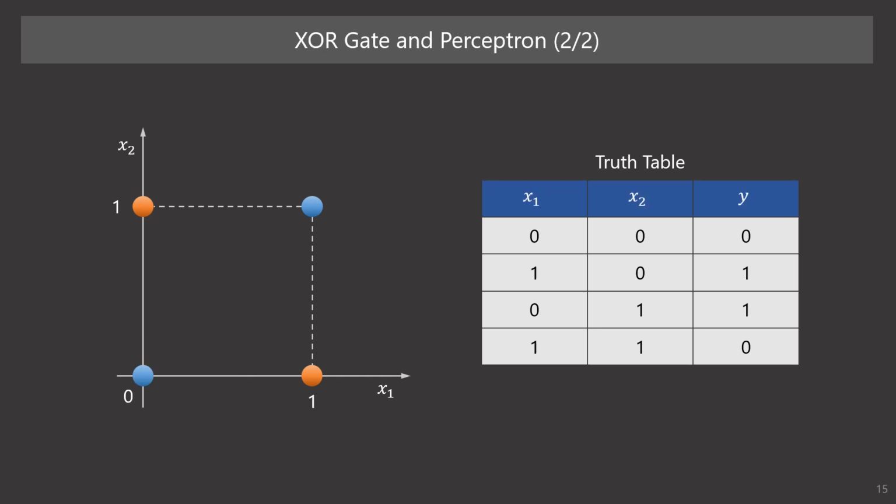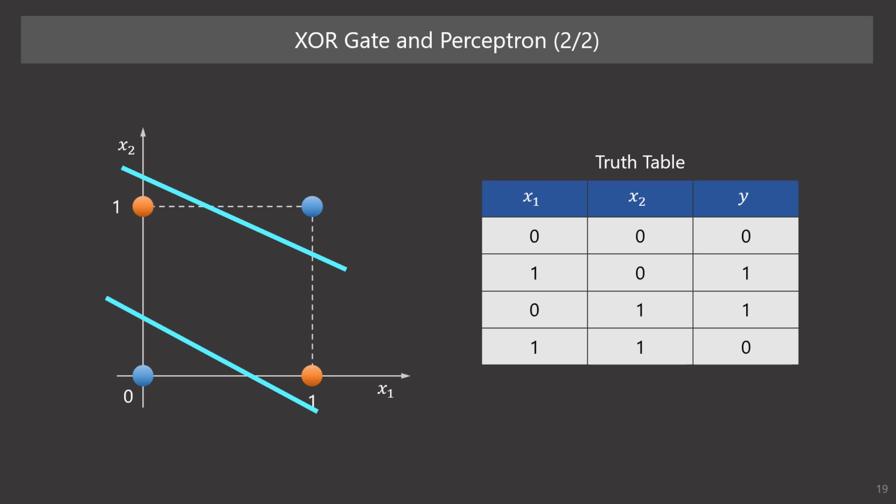So, how about a case of XOR gate? For XOR gate, we cannot classify the data points by a straight line. Any single straight line fails to classify the orange dots and the green dots. But a curve can classify orange and green successfully. However, a perceptron is a linear function, so it can express a linear boundary, but it cannot express a non-linear boundary like this.